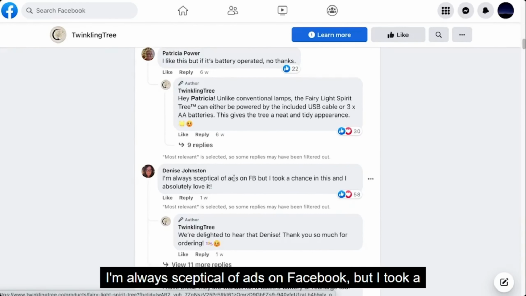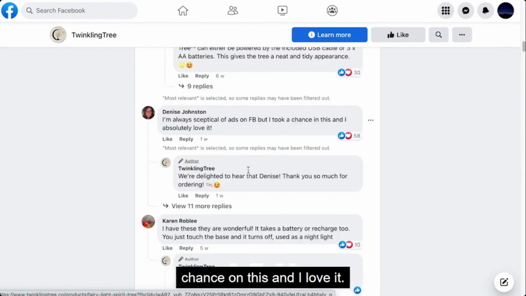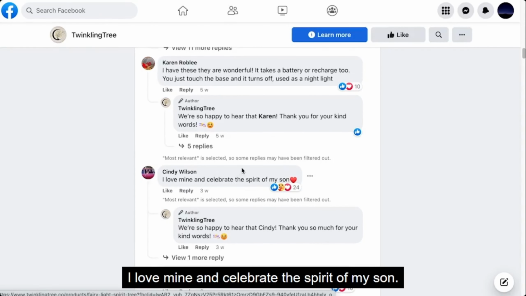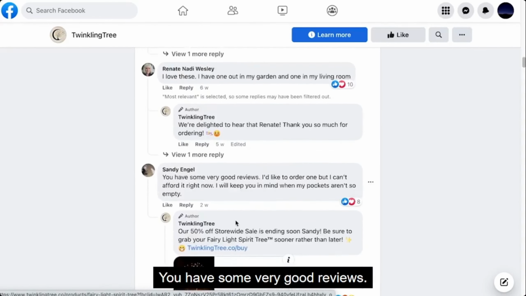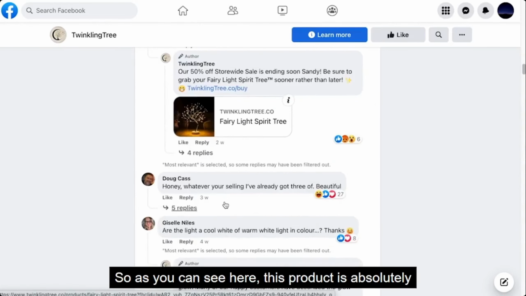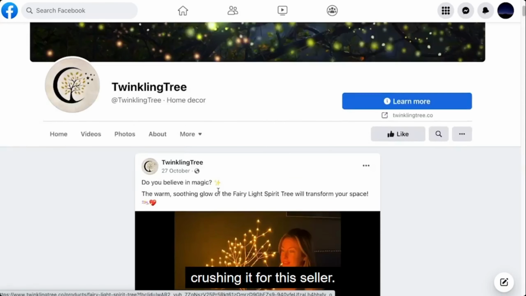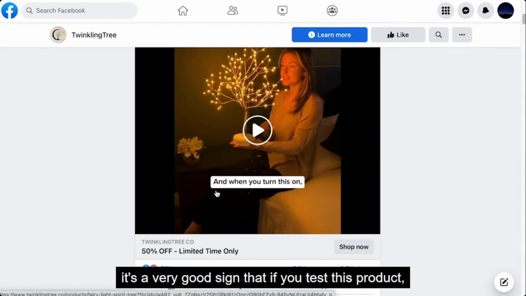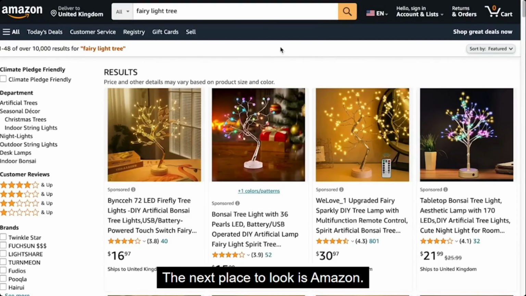I'm always skeptical of ads on Facebook, but I took a chance on this and I love it. That's a great sign. I have these, they are wonderful. I love mine and celebrate the spirit of my son. I love these. You have some very good reviews. So as you can see here, this product is absolutely crushing it for this seller. They're making fuckloads of money from this product, and it's a very good sign that if you test this product, you'll make good money. The next place to look is Amazon.